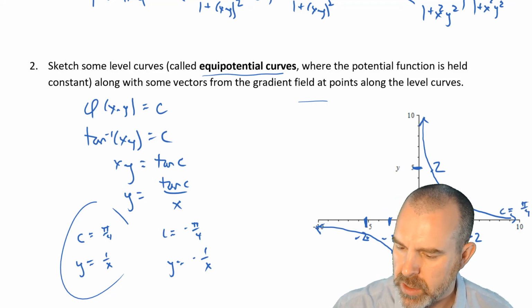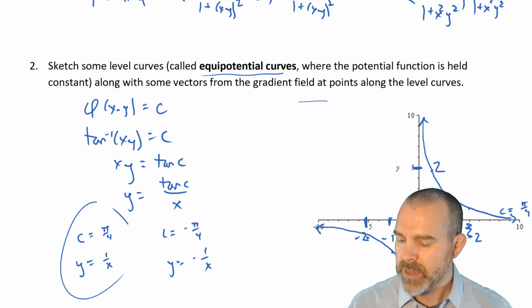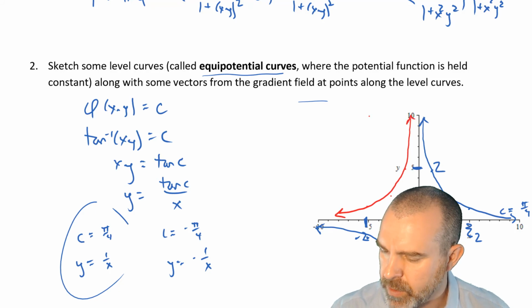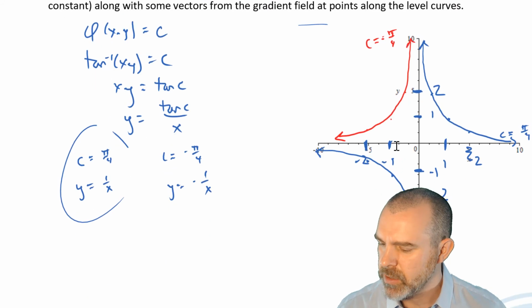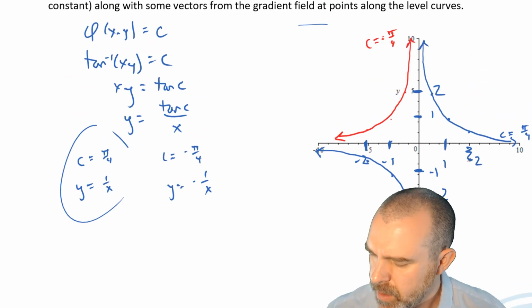Let's switch colors. Let's do red. For y equals negative 1 over x, it would simply be reflected here. And this is for c equals negative pi over 4. It would simply be a reflection. Sorry, I should scroll down there. And want to do something like that.